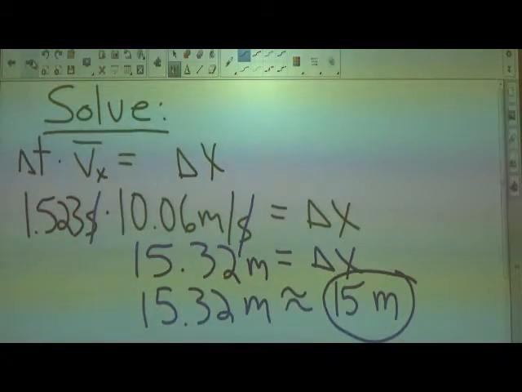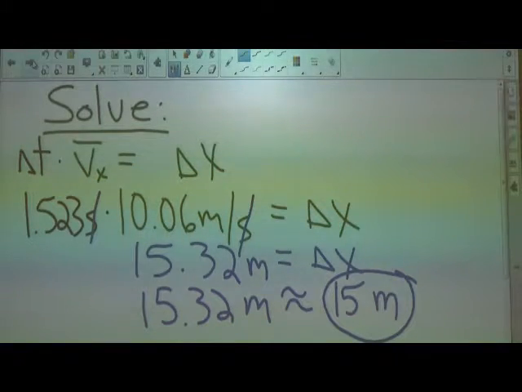So to solve it, you want to move the time over so you have displacement by itself. So you multiply both sides by time. So now plug in the information. You were given 1.523 seconds. You're going to multiply it by not 12, but 10.06 meters per second, which is 12 times the cosine of the angle, which is the velocity going in the x direction, since we're looking for that velocity. So once you do the math, it comes out to 15.32 meters, which is the displacement.